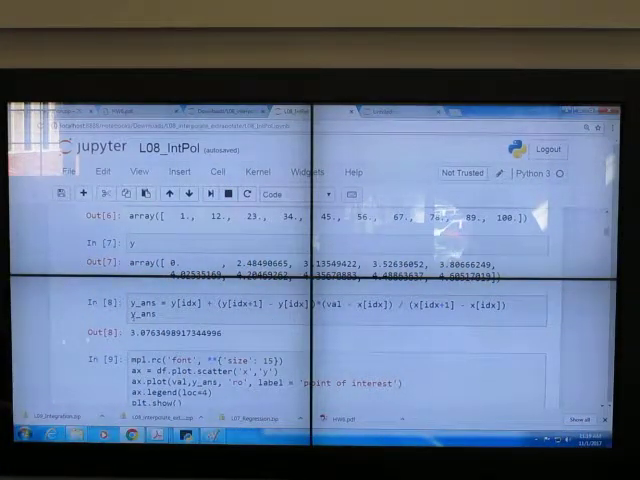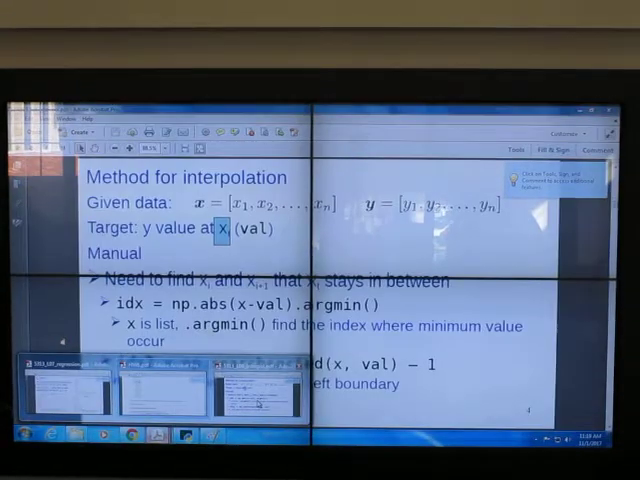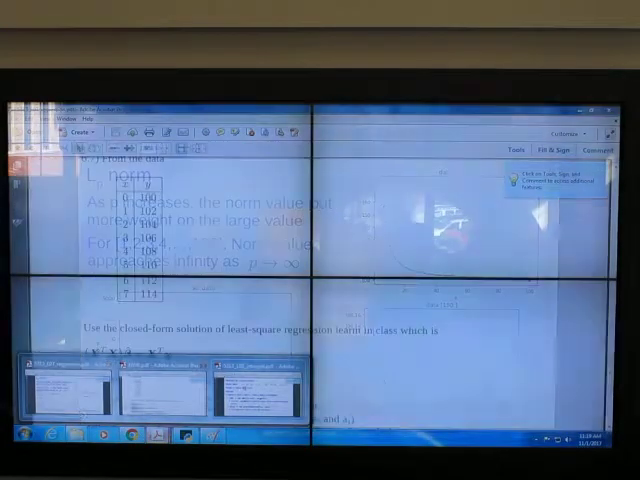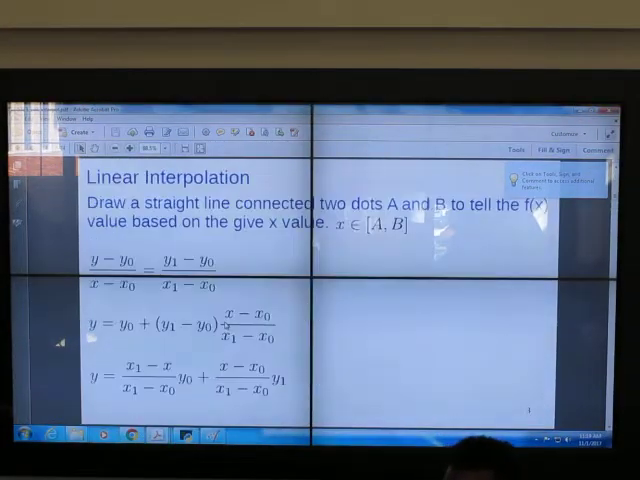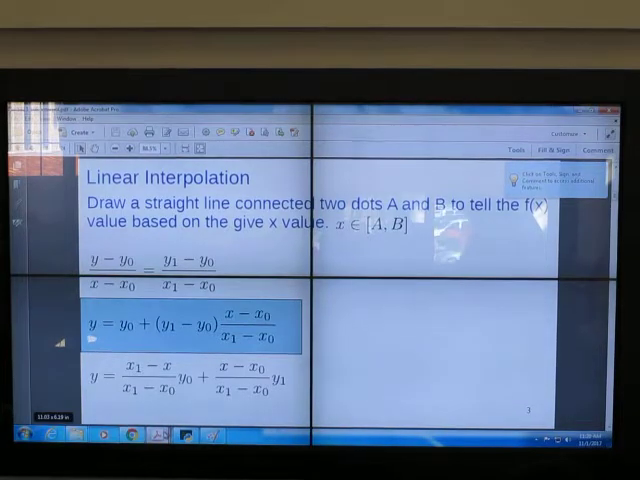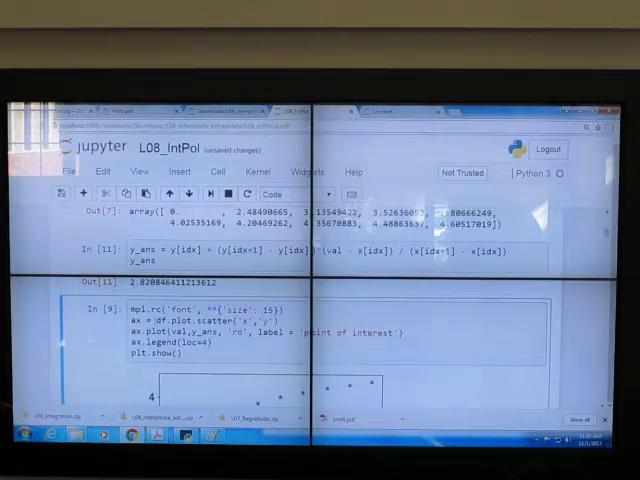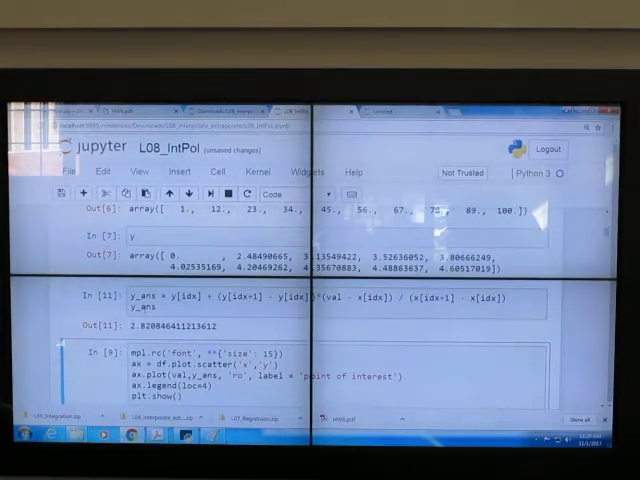Okay. So you do linear interpolation. Just use the formula. So the formula is this one, right? Y0 is y at index. Y1 is y at index plus 1. X over there is val. I just put the values in the formula. That's why it's this. And then I'm done. And it gives me the interpolation value for the y value.